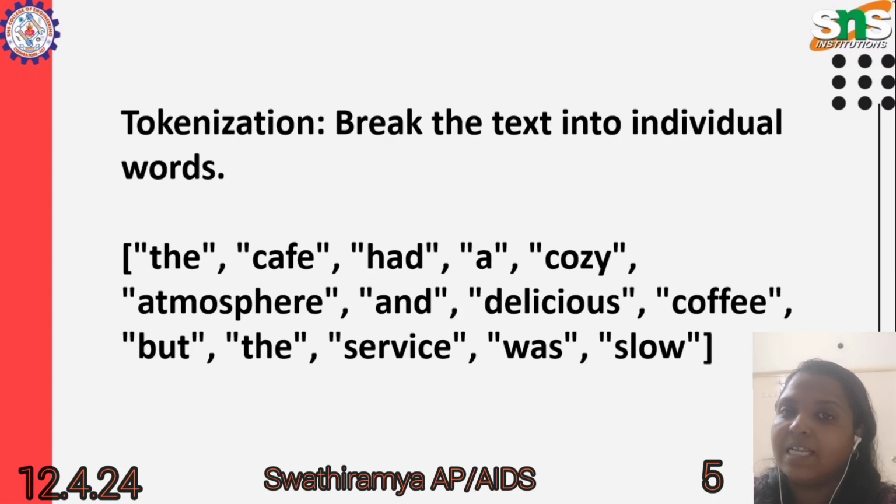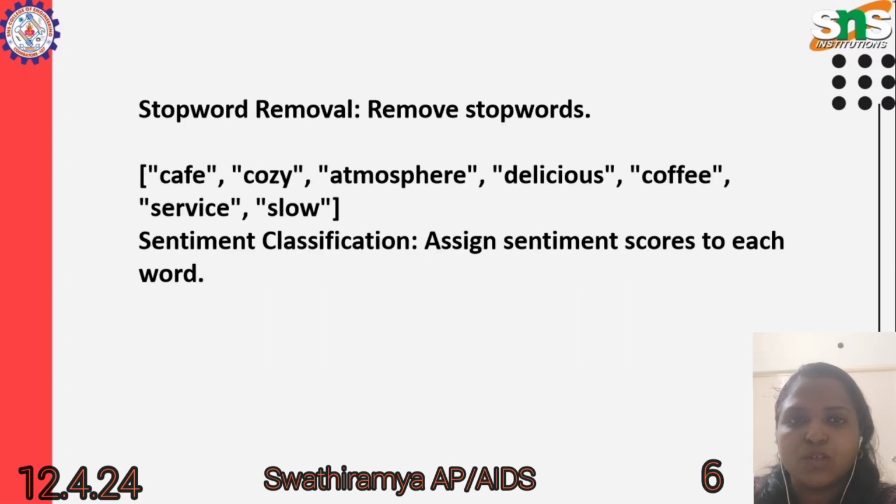The next step is, obviously, tokenization. In tokenization, we split the sentence into single words, that is, single tokens. So I am splitting the whole sentence into single words: the, cafe, had, a, cozy, atmosphere, and, delicious, coffee, but, the, service, was, slow. We have to divide all the words separately. That is called tokenization. Then we move to the next step, that is stop word removal.